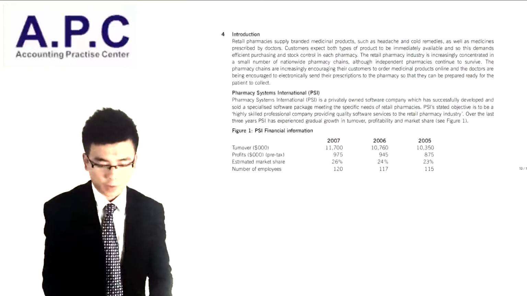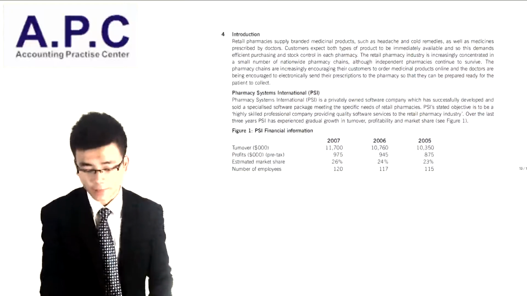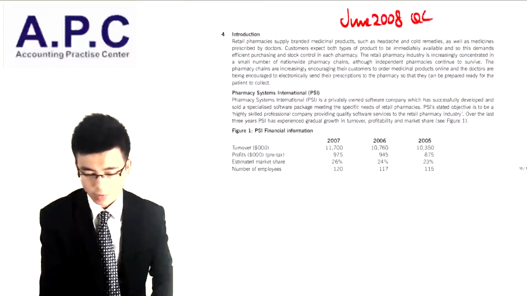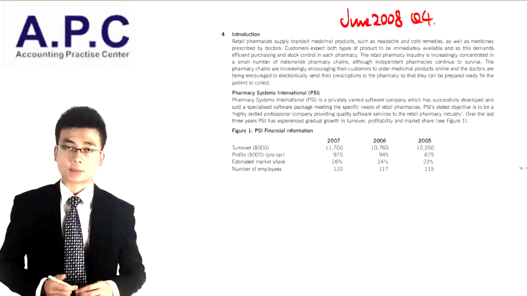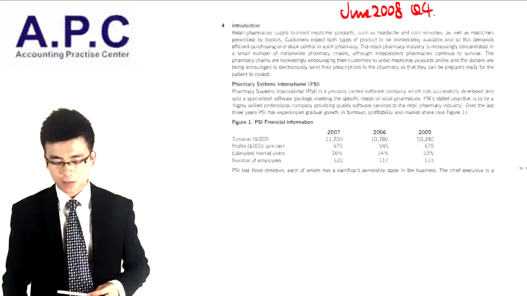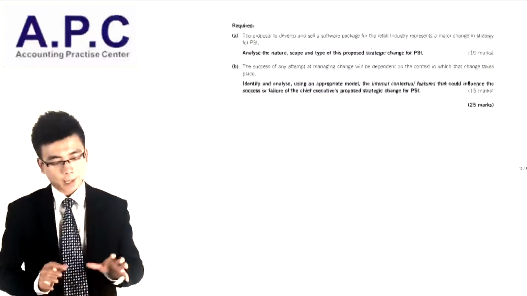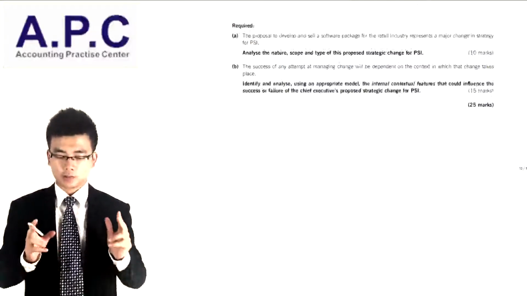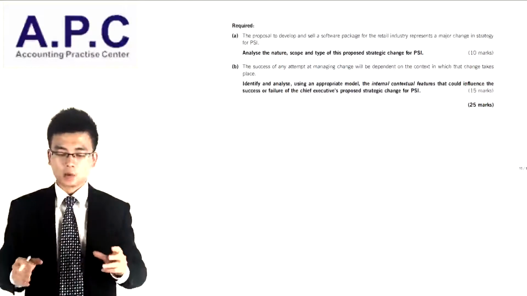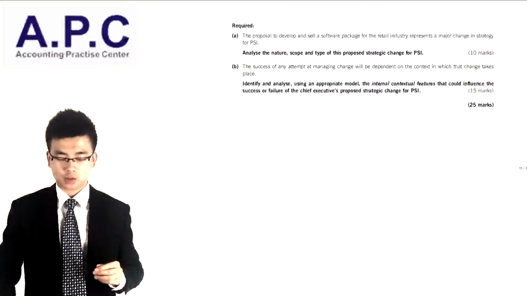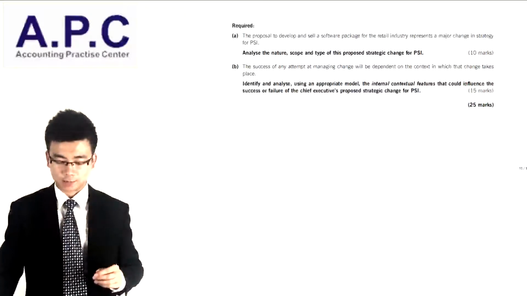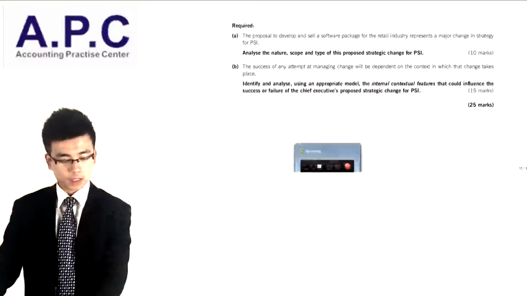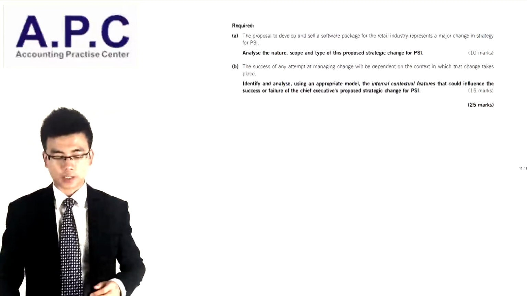So we are going to focus upon your ACCA paper P3 exam, your June 2008 question number 4. This question is called PSI, it's about change management. So let's have a look at the requirement firstly. The proposal to develop and sell a software package for the retail industry represents a major change in the strategy for the PSI. Okay, so analyze the nature, scope and type of this change for the PSI.